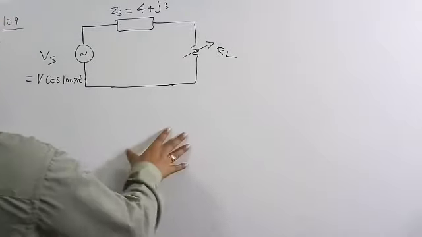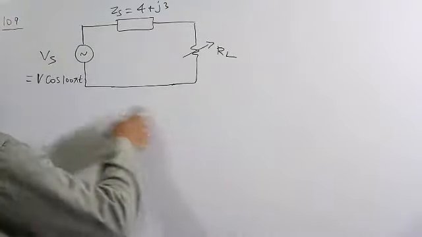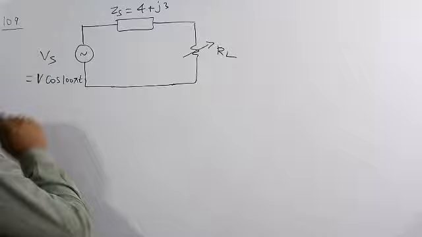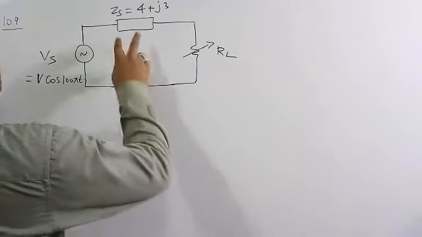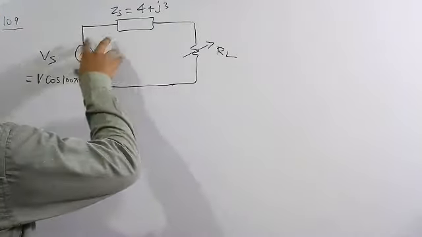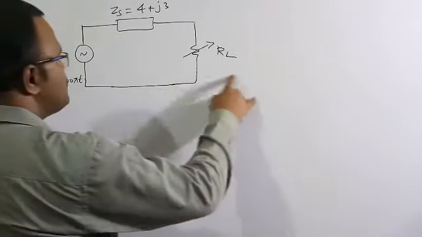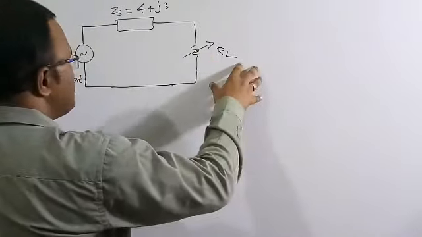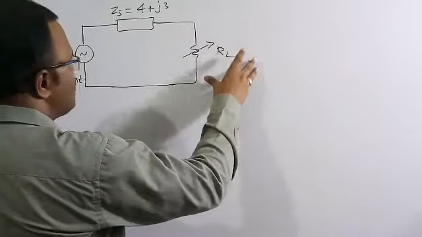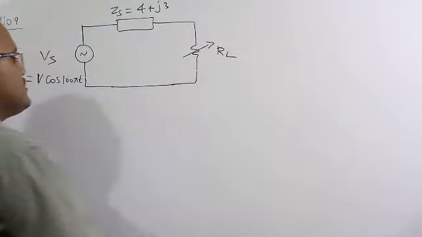So now we are going to solve this numerical. I have drawn the figure here. The supply voltage value is V cos 100 pi t, and the internal impedance of this source is ZS equal to 4 plus J3 ohm. Now we are going to figure out the value of RL, so that the maximum amount of power is transferred from the source to the resistive part RL.